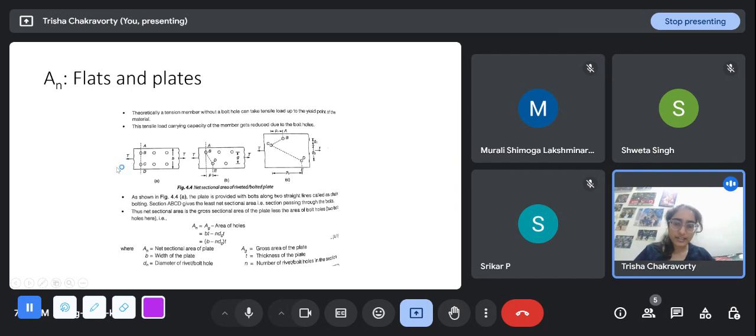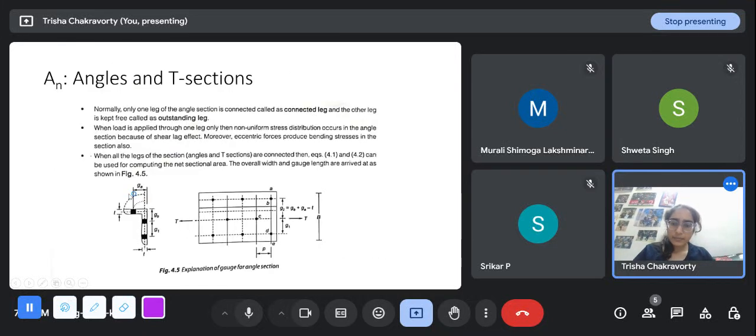If all of them are connected, they will act as a plate. But the overall width and gauge length are arrived at as shown here. If you are looking at a connected leg of an angle, you don't really care whether it is the leg of an angle, or a plate, or the web of a T section. You have to see it in the same way. And I think looking at a few examples will make this clearer.